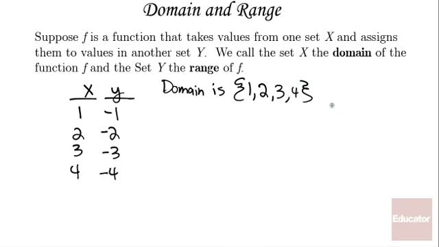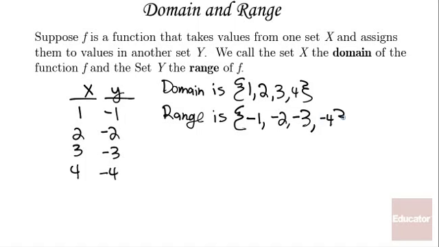And commonly, we use brackets to show the domain, the range, or the entire function or relation, the set of values. The range for this function is all of these y values: -1, -2, -3, -4.